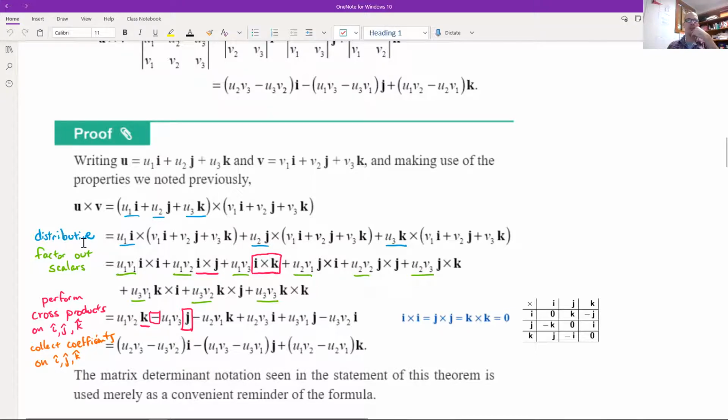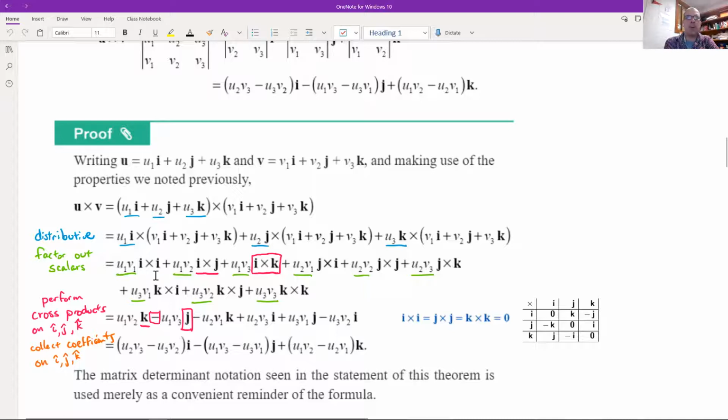Here we're using the distributive property of the cross products over vector addition. So these blue components are coming out here, all associated with the V vector. And in this next step, we're factoring out some scalars. But we're also doing the distributive property here too.